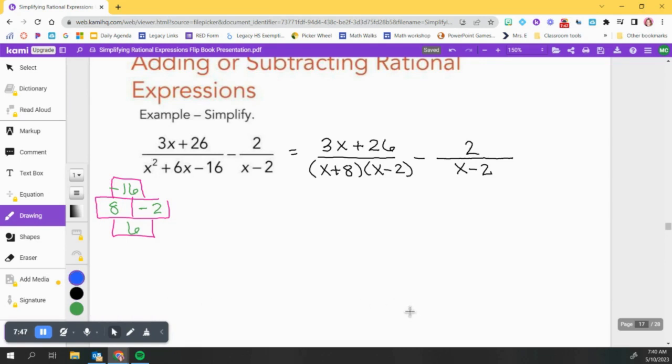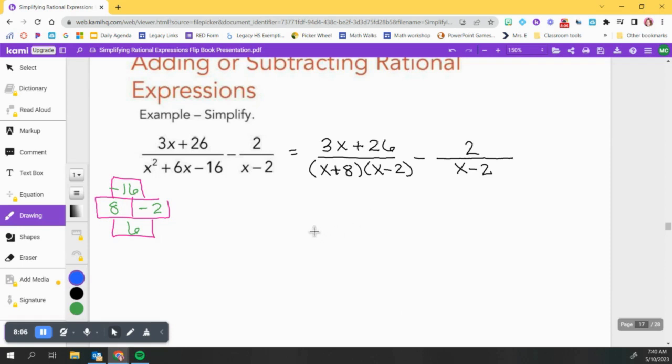Okay. To get a least common denominator, you're going to take one of every factor that is listed in the denominators. All the denominators, you're going to take one of each. Okay, do not repeat. So if I already have an x minus 2, I'm not going to take another x minus 2. Is that making sense?